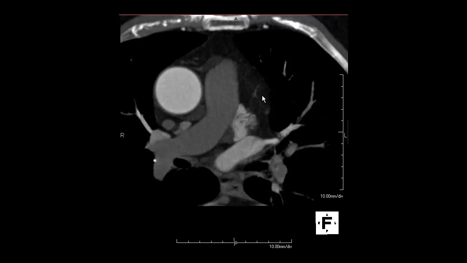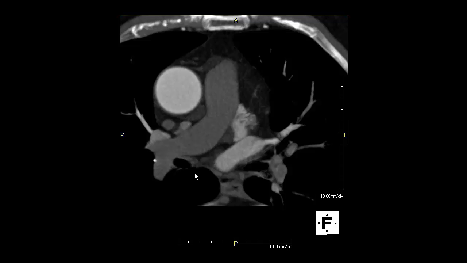This is case L3 CCTA33. This is a 77-year-old man who has had progressive dyspnea on effort, a history of mild hypertension, and an abnormal stress test.